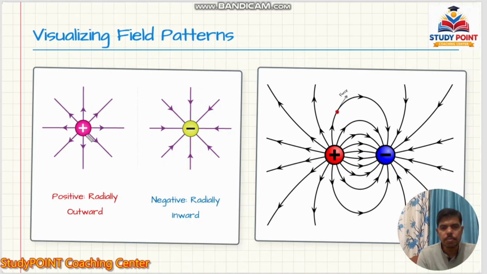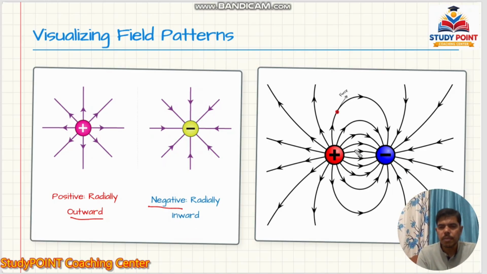If there is a single positive unit charge, then the electric field lines will start from the charge to infinity, and if there is a single point negative charge, the electric field will start from infinity to the charge. Means for a positive unit charge, the electric field lines are radially outward, and for a negative unit charge, the electric field lines are radially inward.